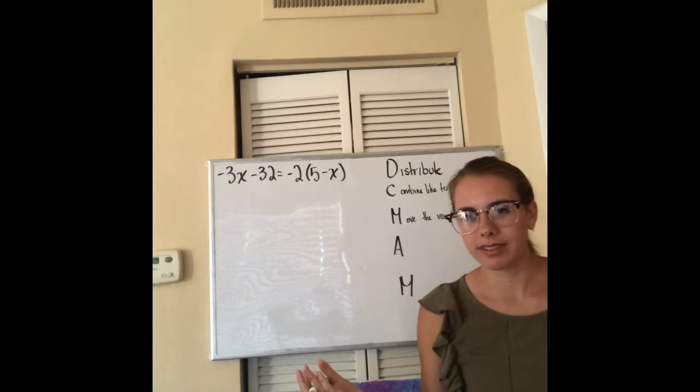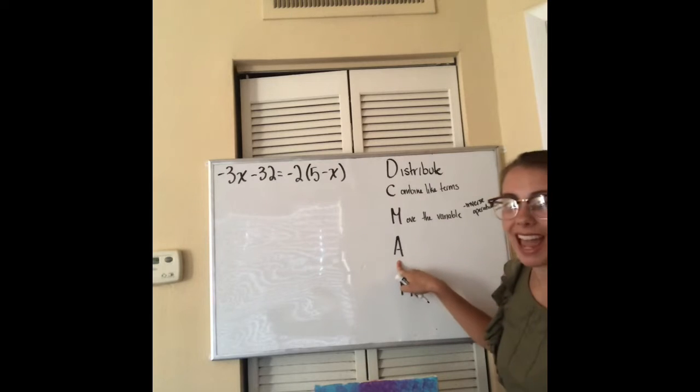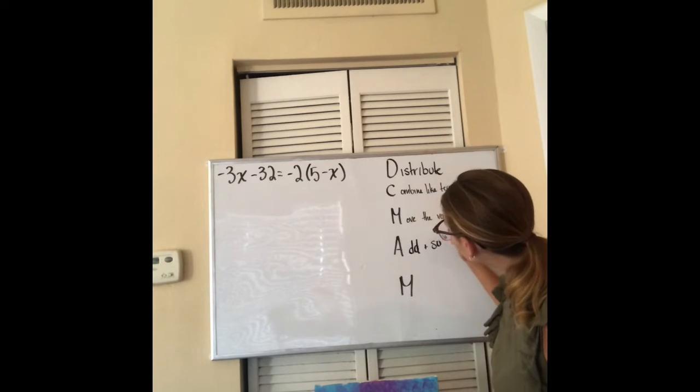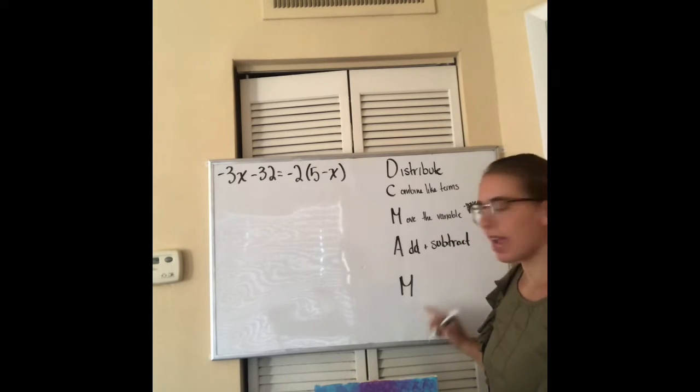And what are those inverse operations, you might ask? Well, this is the order that you're going to do them in. First, you're going to add and subtract. And then you're going to multiply and divide.